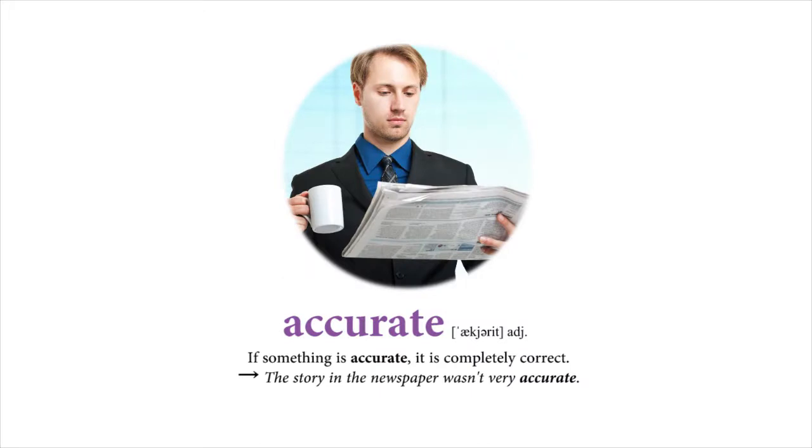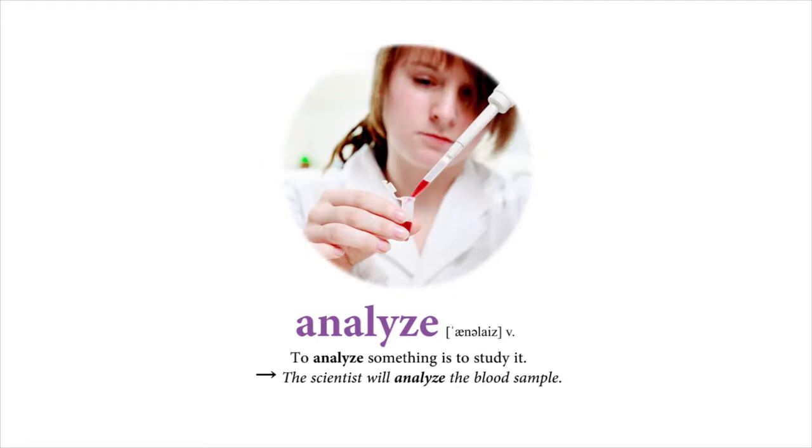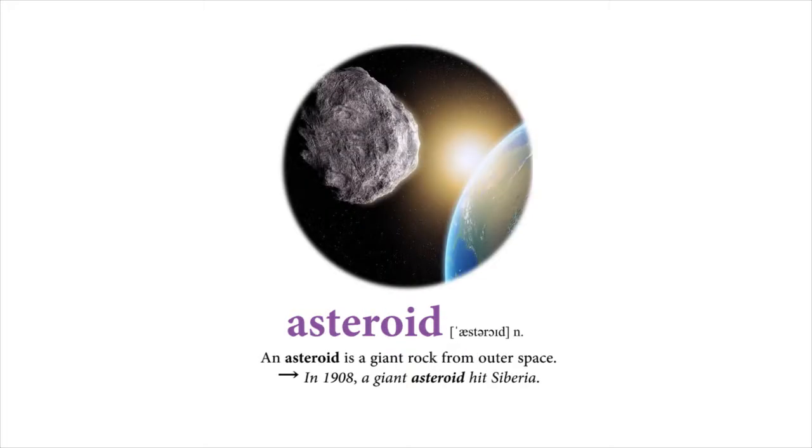If something is accurate, it is completely correct. The story in the newspaper wasn't very accurate. Analyze. To analyze something is to study it. The scientist will analyze the blood sample. Asteroid. An asteroid is a giant rock from outer space. In 1908, a giant asteroid hit Siberia.